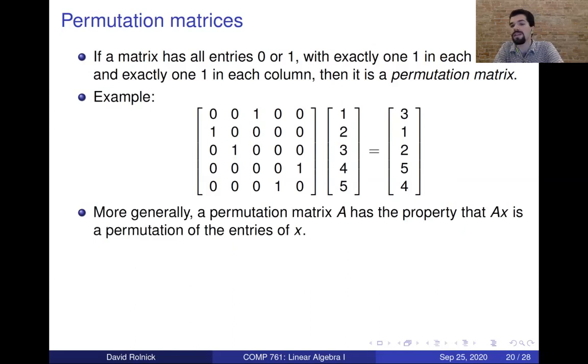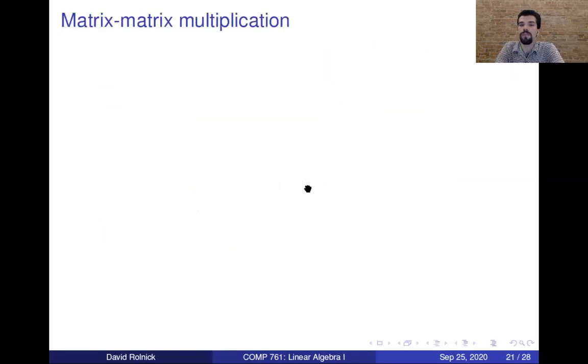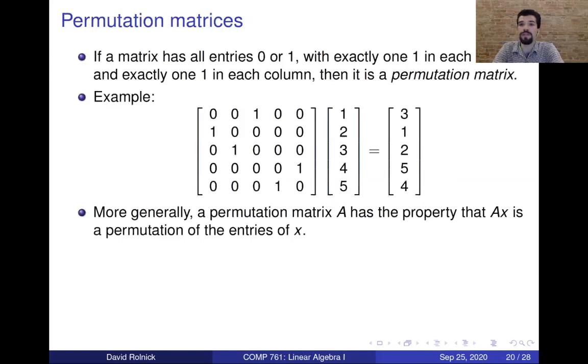Question, is the identity technically a permutation matrix? Yes, it is, very much. Any questions about permutation matrices?